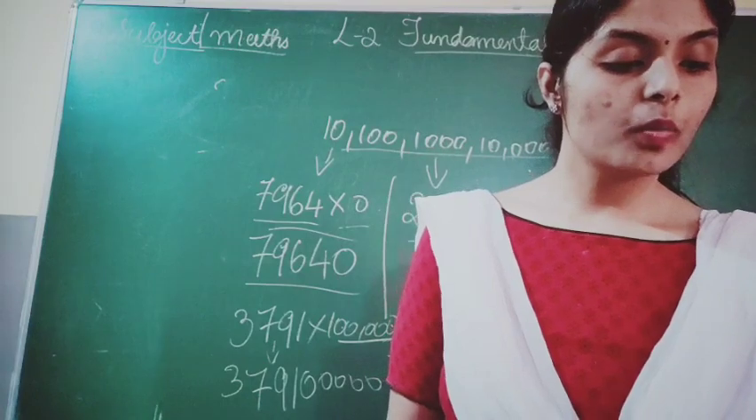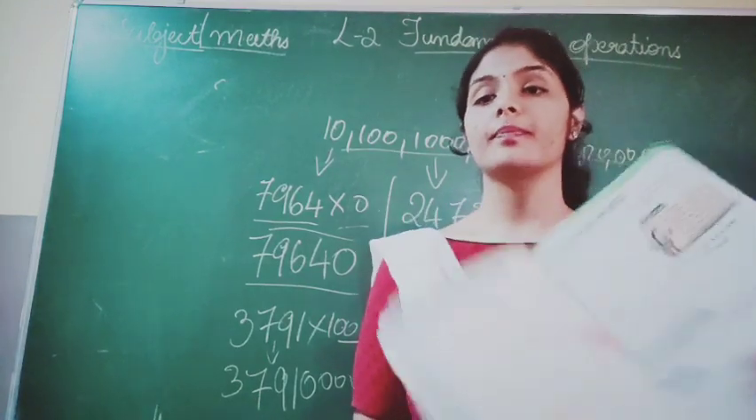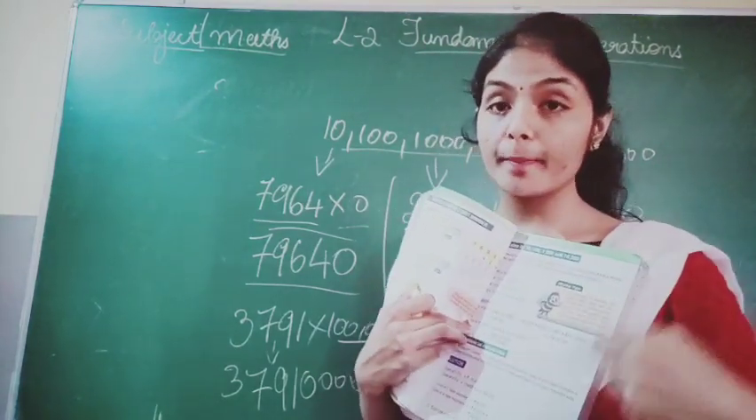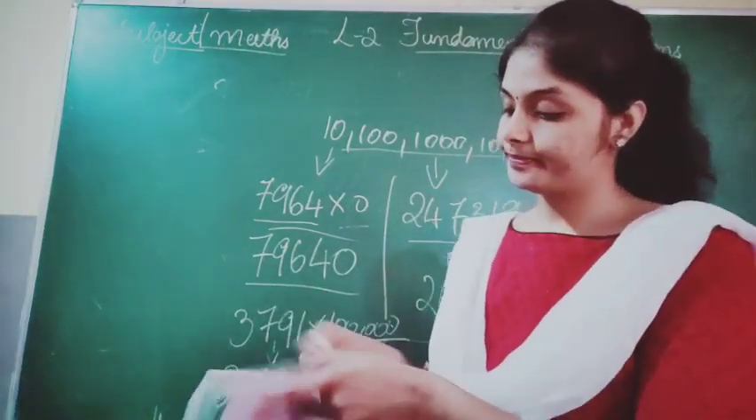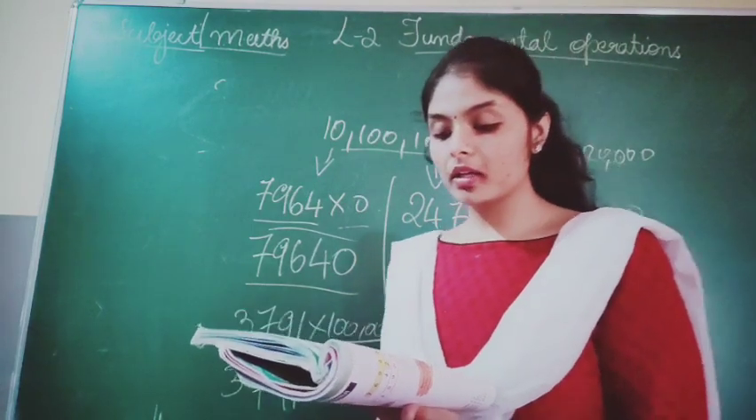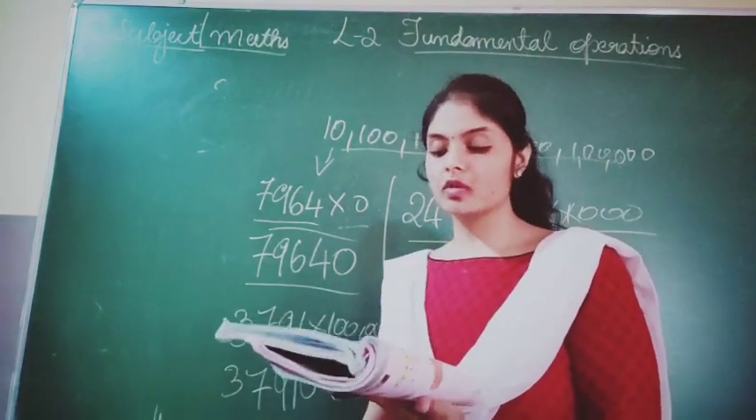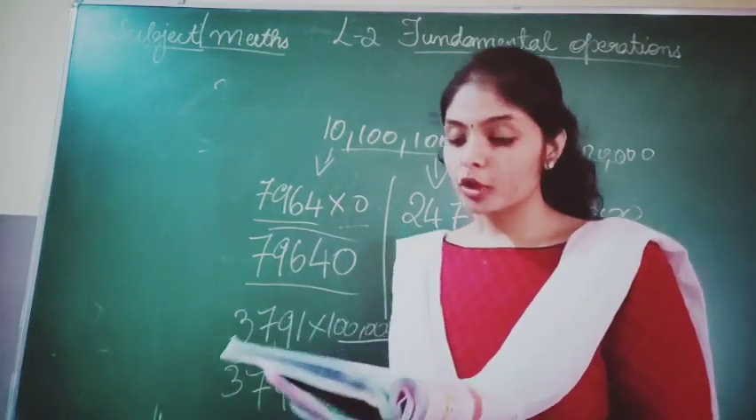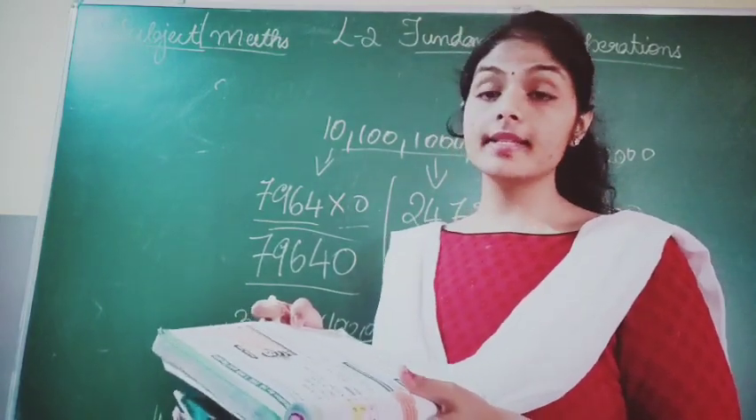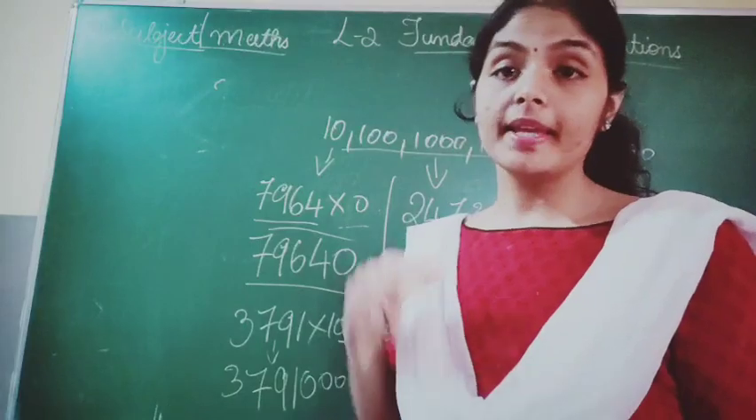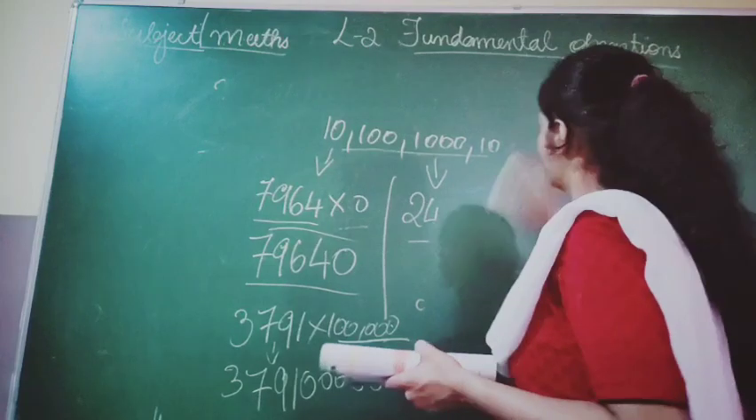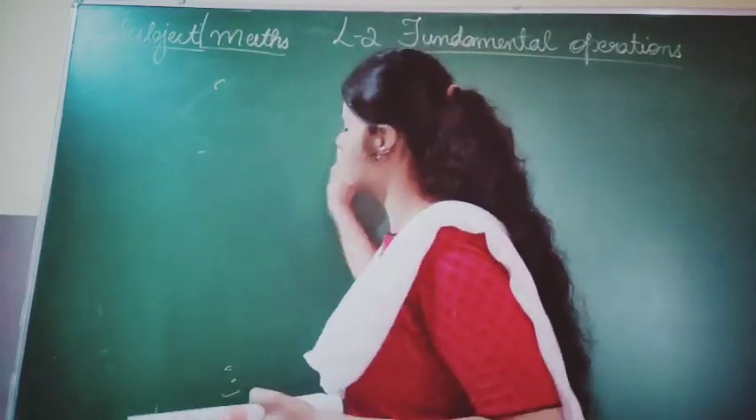Now we'll do a word problem on multiplication. Okay. Children, they have given a word problem. Page number 103. Word problem page number 103. Understood? Look at your textbook. The cost of one color TV is 15,400 and the cost of one tape recorder is 8,000. Children, look into the question properly. Read the question and understand and then start working out.